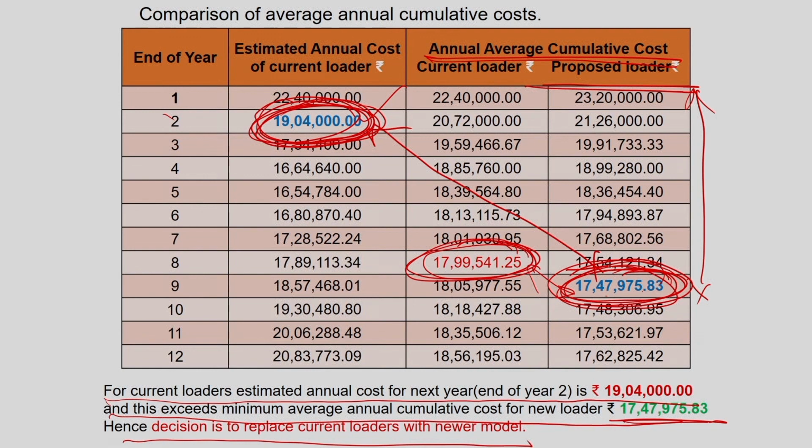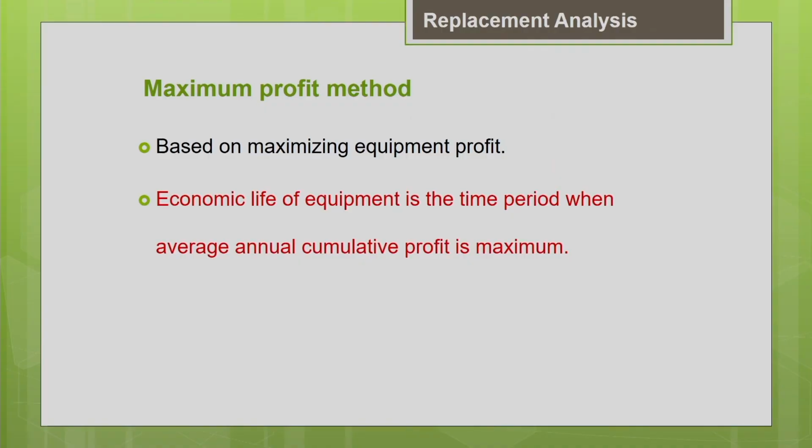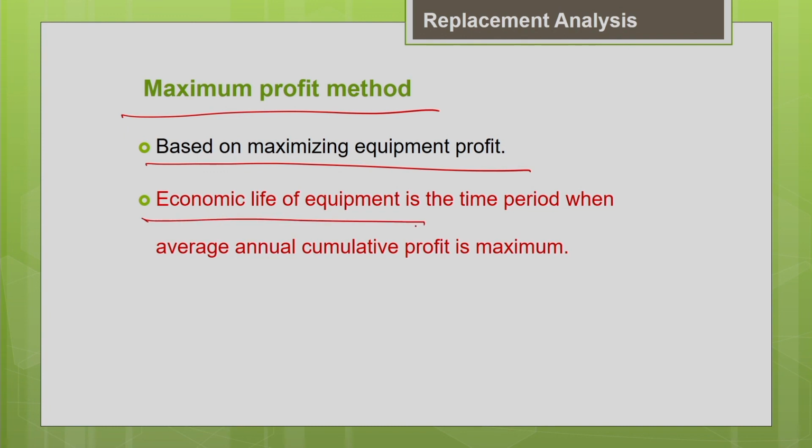Okay. Now let us look into the next approach given by Dr. Douglas. It is nothing but the maximum profit method. Okay. So this is based on maximizing the equipment profit. Okay. So here we are optimizing the production with respect to profit. Okay. So how to define the economic life here? It is the time period when the average annual cumulative profit is maximum.